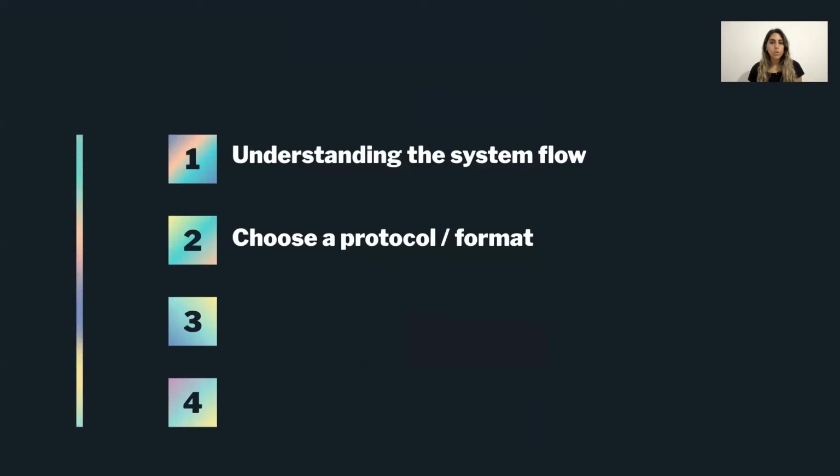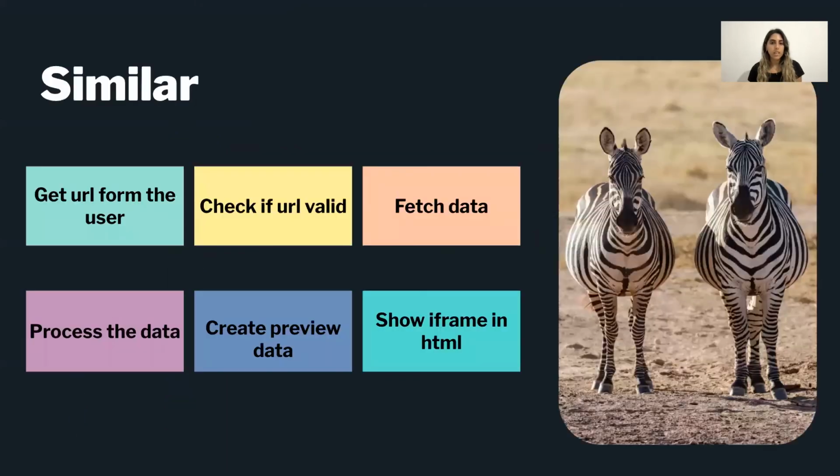Secondly, we need to choose the format that will support various plugin features. In our case, we chose the OEmbed format. And then we choose 2 to 3 cases and compare between them to understand what is similar and what is different. If we take, for example, YouTube and Instagram, there are a few similar things.